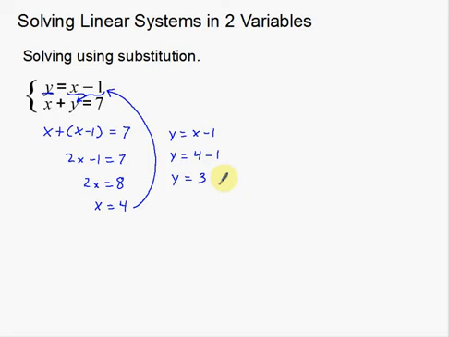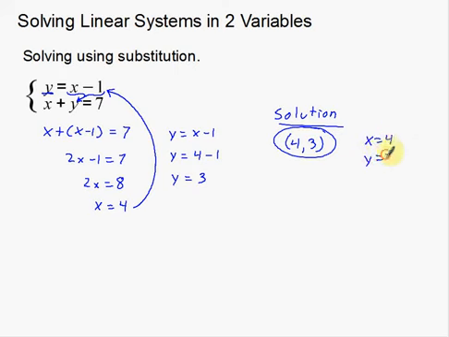So my solution, there's a number of different ways to write the solution. I usually write it as coordinates (4, 3), because we're using x's and y's. That basically gives me a point where these two lines intersect. That's one way to look at it. Or you can simply write that x is equal to 4 and that y is equal to 3. That's another way to write out what your solution is. So that's a very quick, very easy example of how to use substitution.